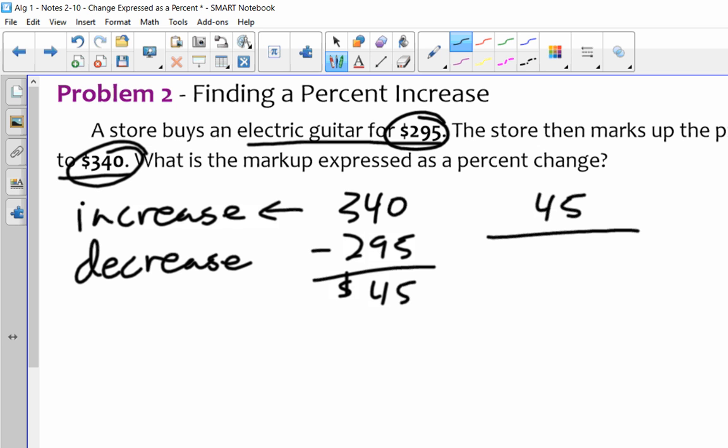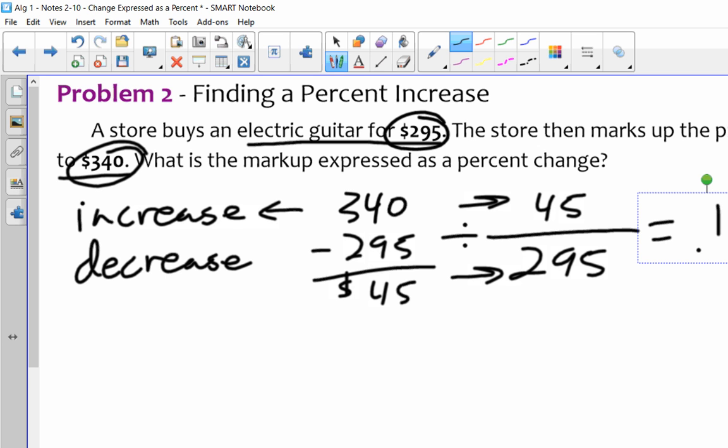So I take the difference in price and divide it by the original amount. Remember, I started this off by buying it for $295, and I'm going to go ahead and divide that. So remember, that's first, that's second, this third, into your calculator. And I got 0.152.